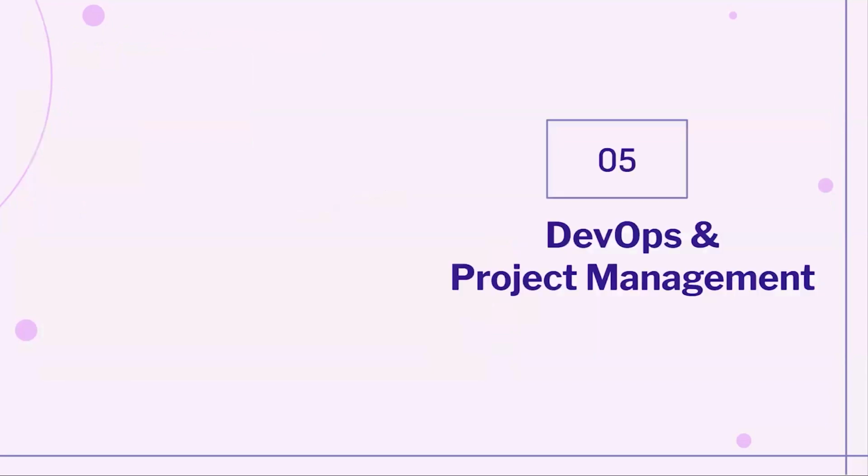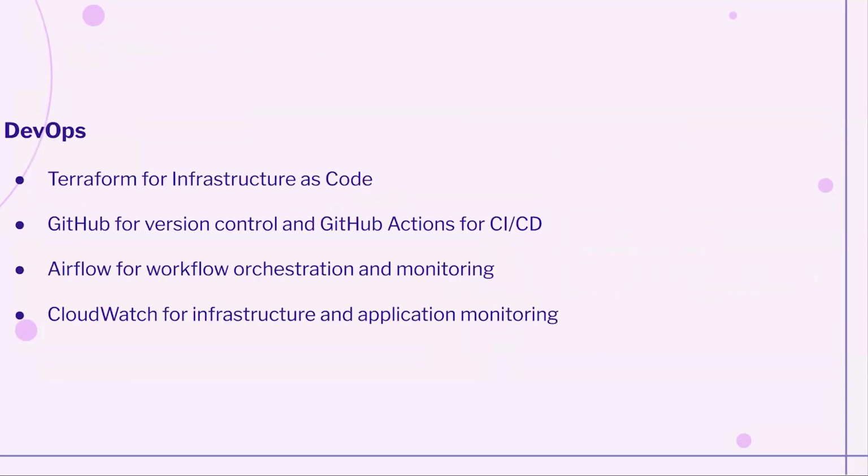Next page, please. Thank you, Jasper and Sam. I will introduce our DevOps part. For our DevOps approach, we've selected key tools to streamline automation and monitoring. First, Terraform to automate the infrastructure setup. GitHub is used for version control and deployment workflows. Airflow is used to orchestrate. CloudWatch is used to monitor system performance and logs. And these tools work together to enhance our collaboration and efficiency. Next page, please.